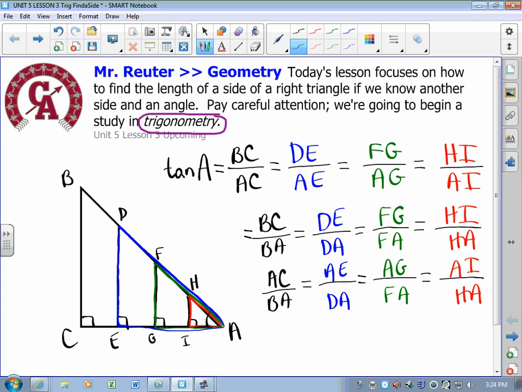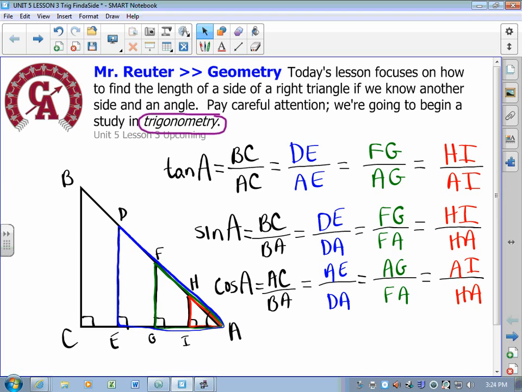Similarly, the vertical as it compares to the hypotenuse is called the sine of A, and we write that S-I-N. And this ratio here, the ratio of the horizontal to the hypotenuse, is called the cosine of angle A. And we write COS for cosine. But the big thing to know is that trig ratios work because similar triangles work. Similar triangles have sides that are in proportion.